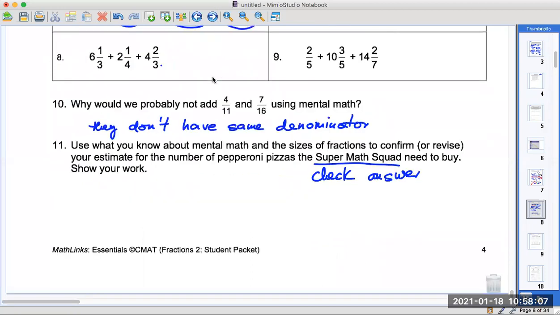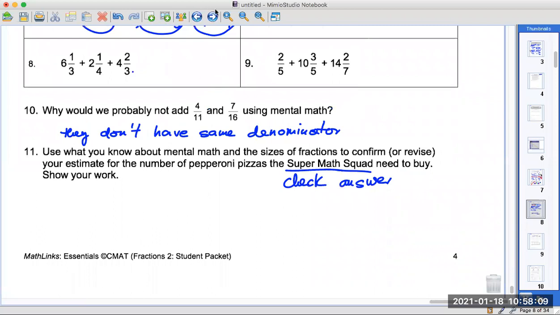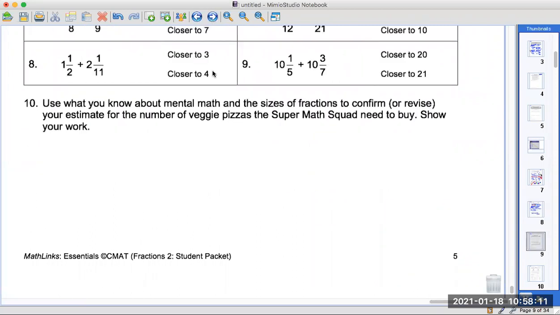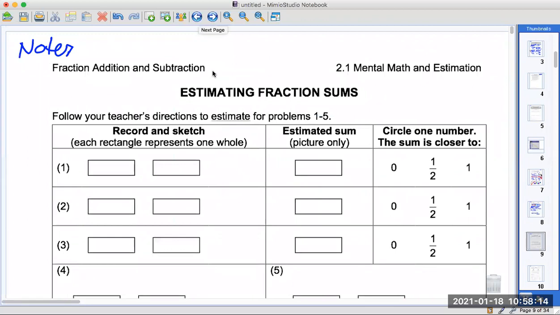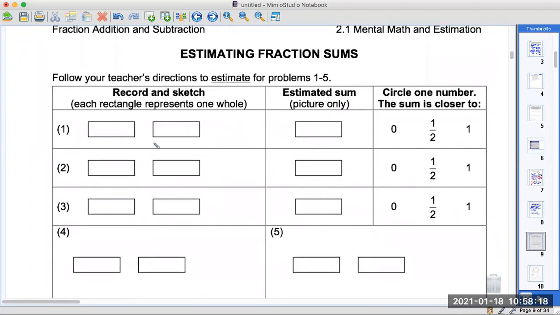Okay, we're done with page 4. We're moving on to page 5. And what do we have here? It's notes. Okay, so we're now estimating, which is, remember, an educated guess. So definitely no calculator. You can use some pencil and paper if you like. All right, so follow your teacher's direction. That always means I'm coming up with some examples, okay?